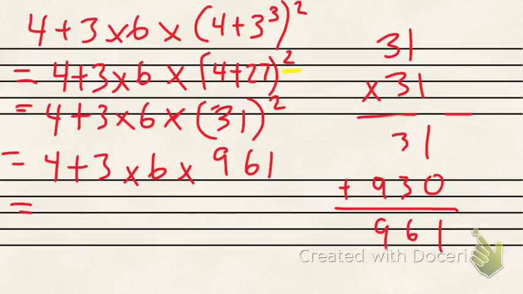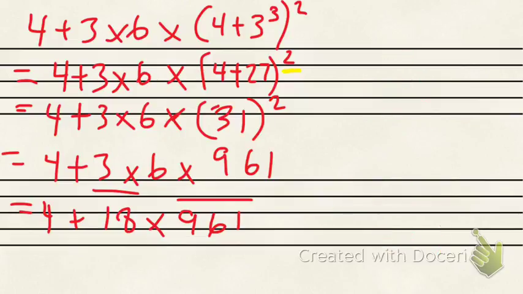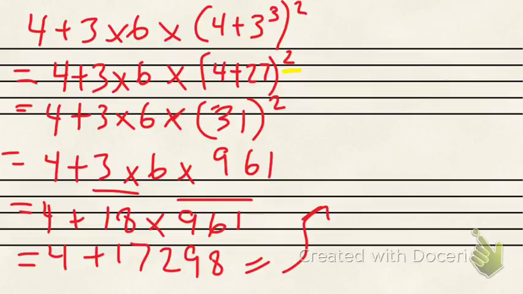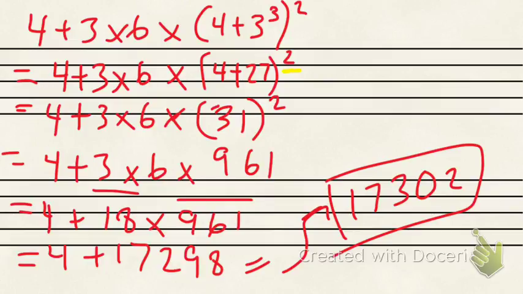All right, what's our next step? We've got 2 multiplications. Which one do we do first? The first one, which is 3 multiplied by 6. So I have 4 plus 18 multiplied by 961. Now, we could do that multiplication, but we're not going to. We're going to use a calculator. So can anyone tell me 18 multiplied by 961? It's a ridiculous number, isn't it? It's going to be 20-something thousand. Equals 4 plus 17,298. And our answer for that is 17,302. Wow. That's a big number.